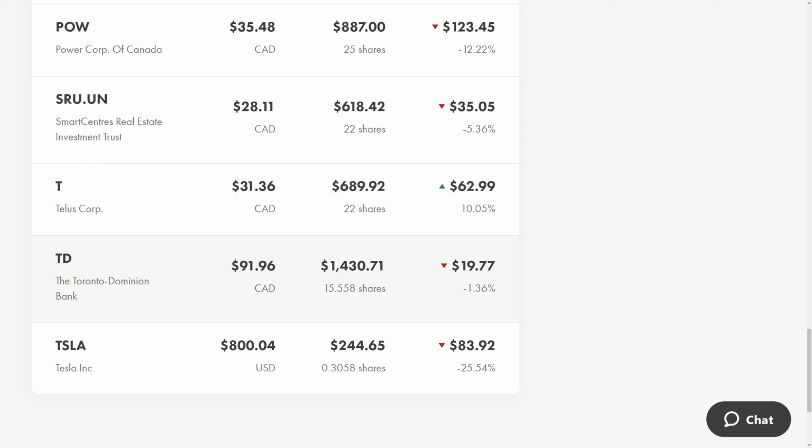And we reinvested the dividend that I received from TD, so $13.72. So I increased this one as well.